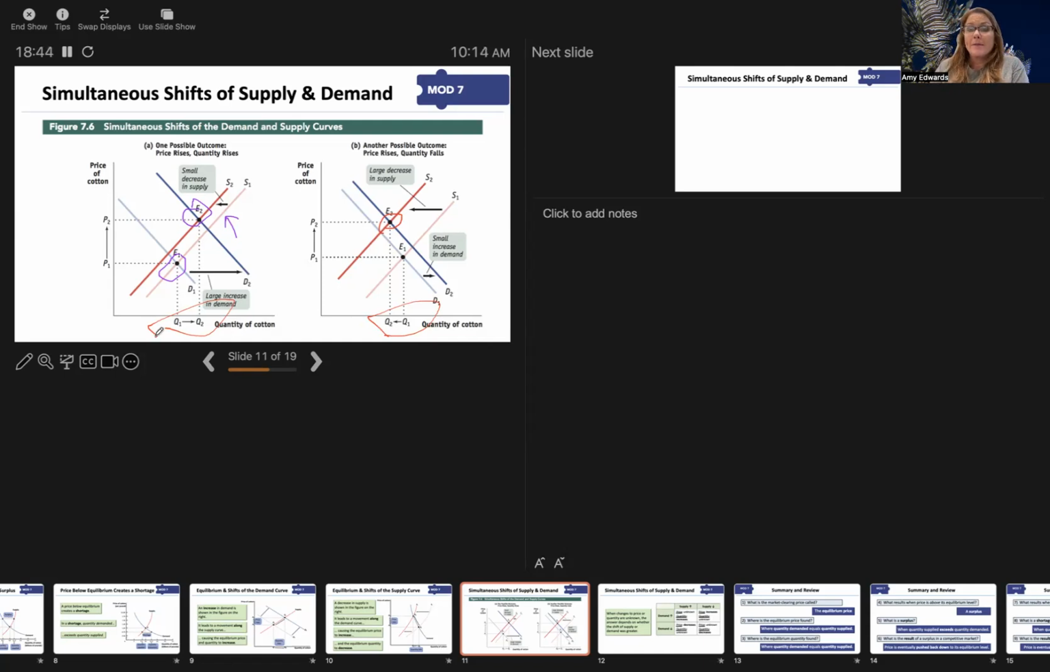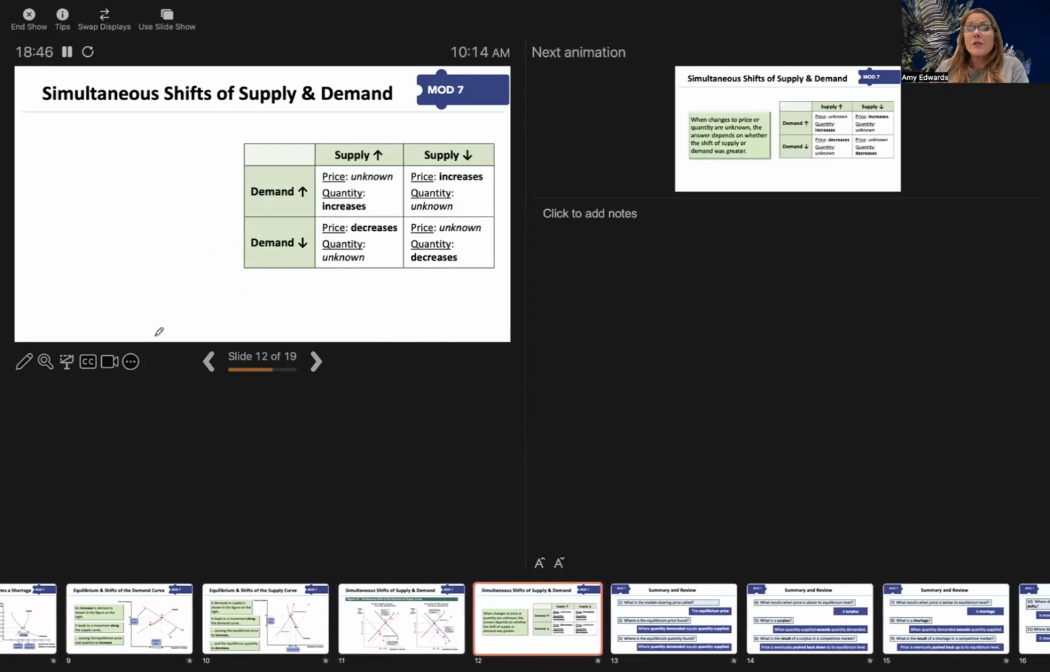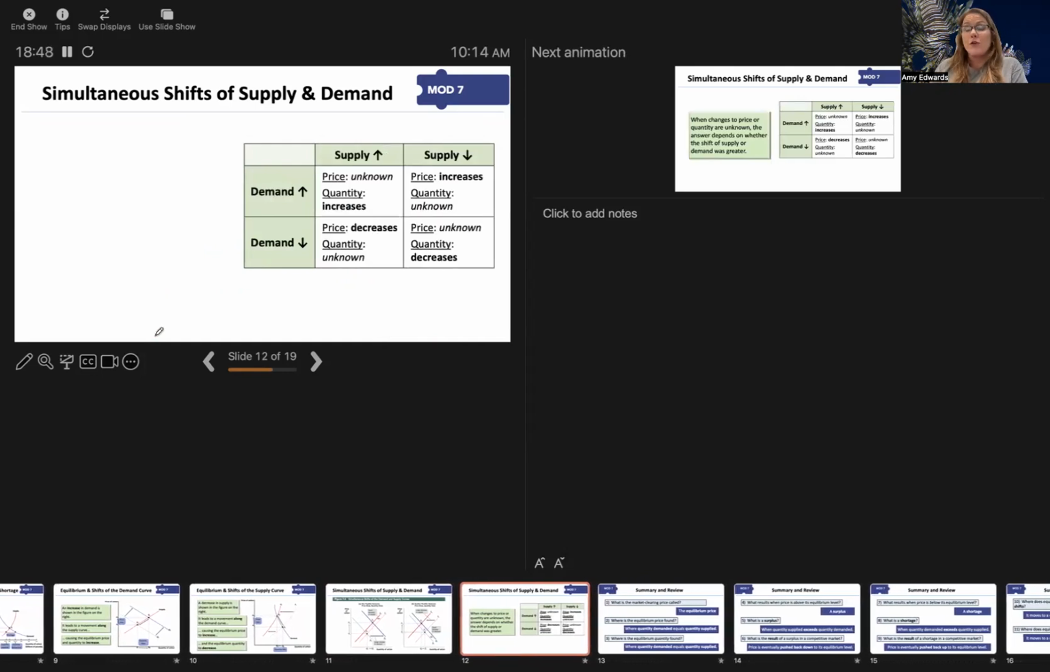Double the width. Now, simultaneous shifts, and this is something, if you want to memorize it, you can memorize it. I personally do not memorize it because it's just as easy for me to pick up a sheet of paper and go, okay, I'm going to draw it. Boom, move here. Oh, that's my equilibrium. That's easier for me to do. I like graphing too.